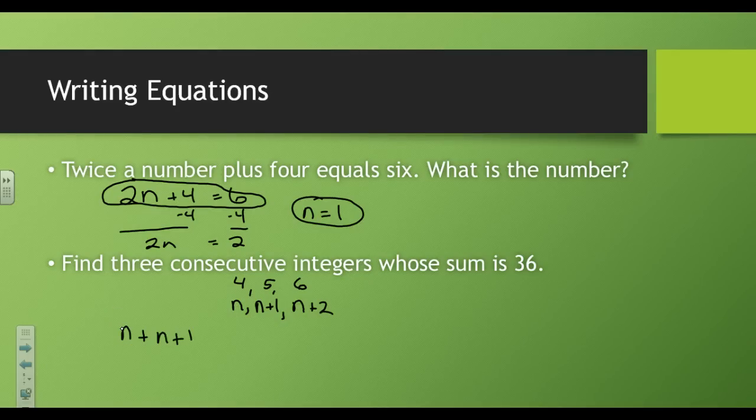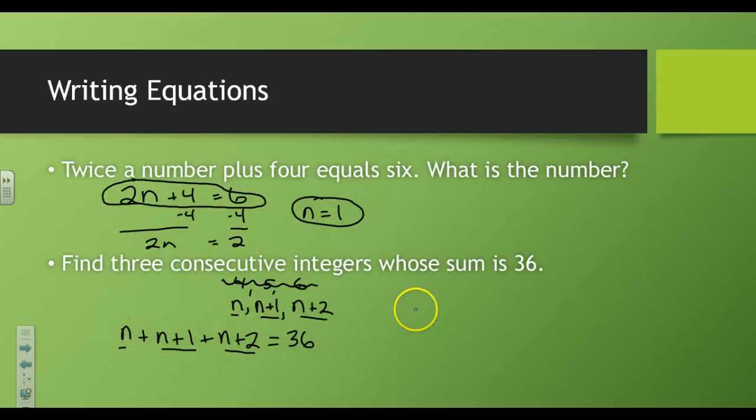n plus n plus 1 plus n plus 2. 3 numbers in a row. There's 1, 2, 3. And I have them right here. And in this case, their sum is 36. So when I add them all up, it's 36. Now don't let this 4, 5, and 6 confuse you. It was just there as an example to show you how I came up with n plus 1, and n plus 2. Let's combine like terms.